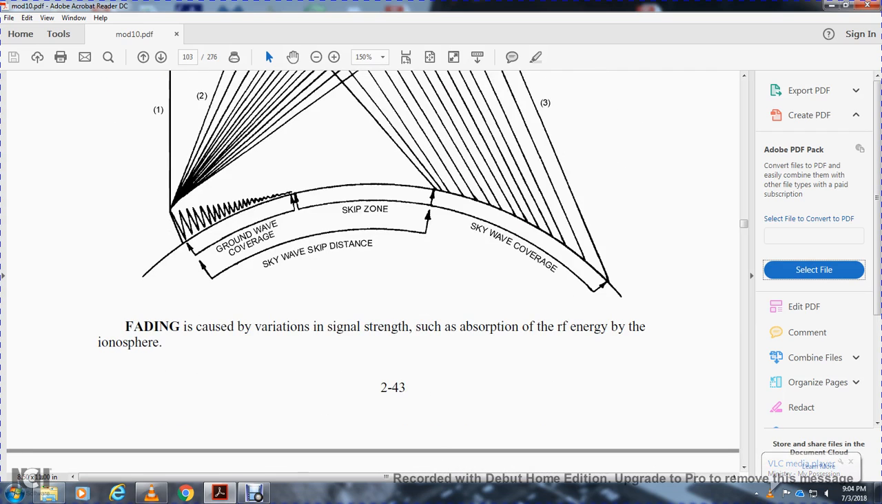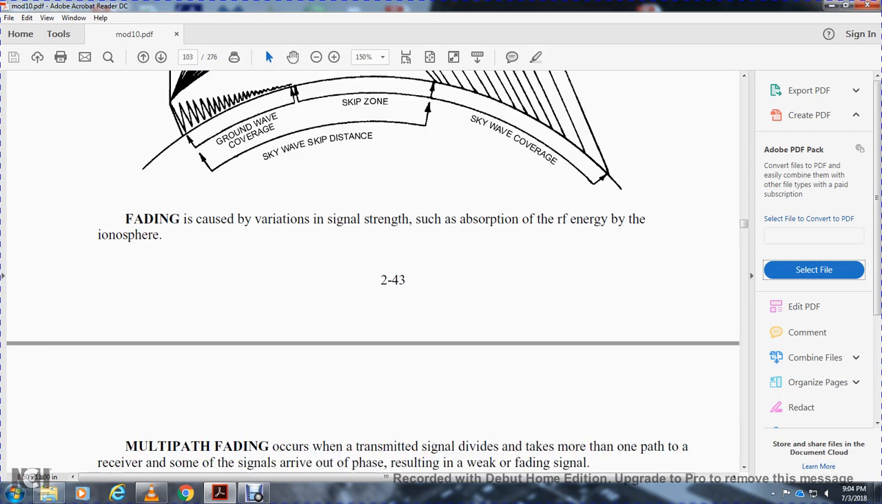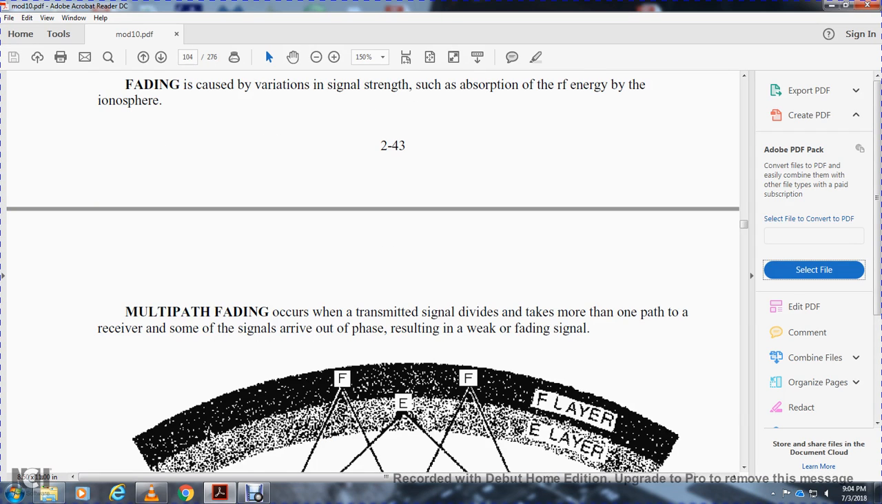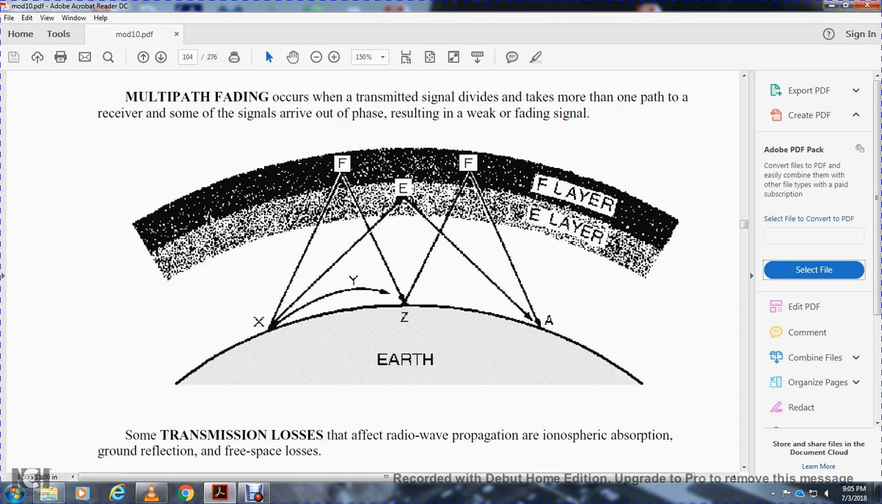Fading is the variation in signal strength, such as from the absorption of radio frequency energy by ionization. Multiple path fading can occur with transmission. The signal divides and takes more than one path to the receiver. Some of the signals arrive out of phase, resulting in a weakening or fading signal.